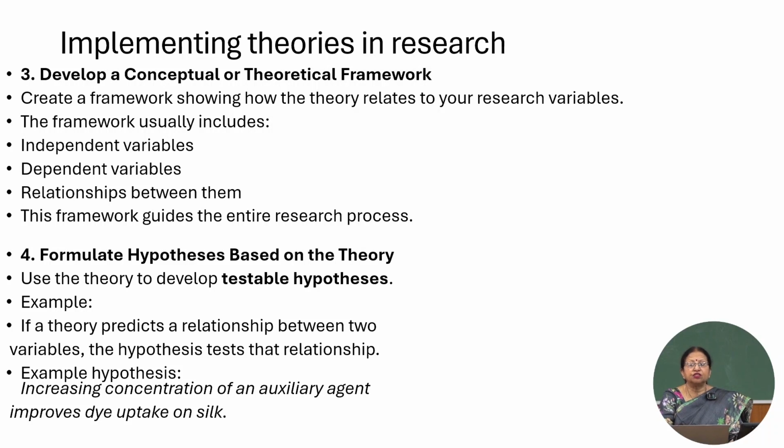The fourth one is formulate hypotheses based on the theory. Use the theory to develop testable hypotheses. For example, if the theory predicts a relationship between two variables, the hypothesis tests that relationship. For example, increasing concentration of an auxiliary agent improves the dye uptake on the silk.